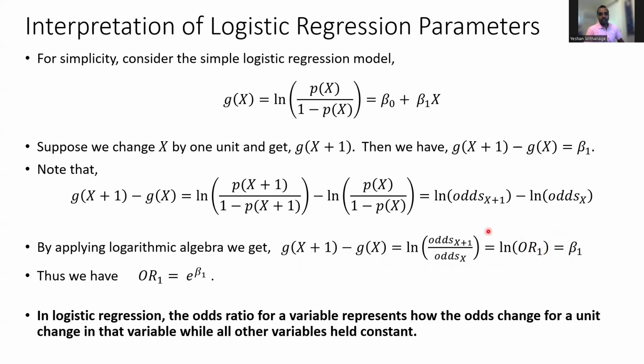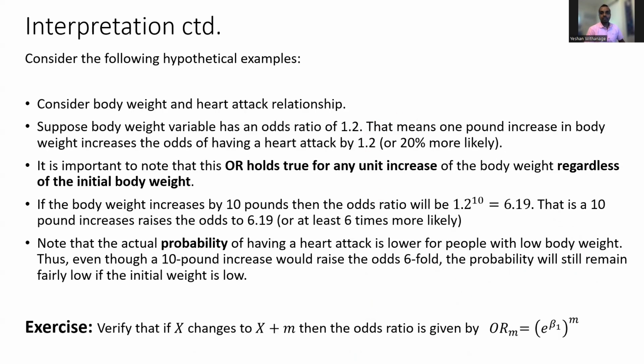So now in logistic regression, the odds ratio for a given variable represents how the odds change for a unit change in that variable while all other variables are held constant. So we can describe this beta 1, the coefficient of x, in terms of the odds ratio. Let's see some examples so that you can have a better idea. Let's consider one example to digest the idea.